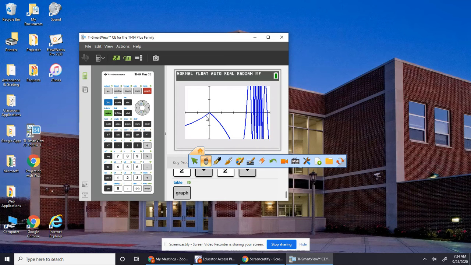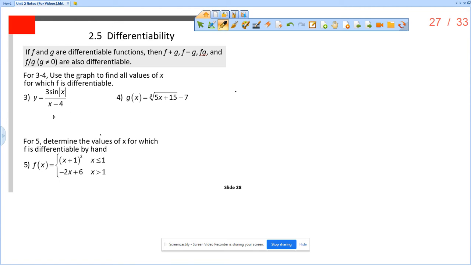All right, so now let's get a closer look. You can see that there's a corner point there, right? And then you can clearly see that there's something weird going on there, right? And so this thing is oscillating back and forth at x equals 4, and then we have a corner point going on at x equals 0. All right, and so we can say that this thing is not differentiable at x equals 0 and 4.